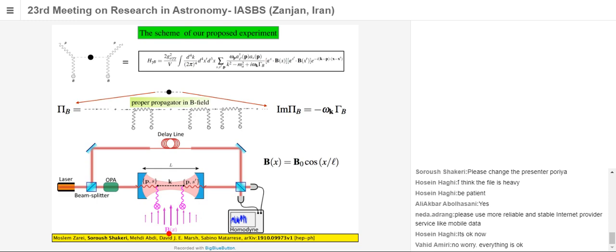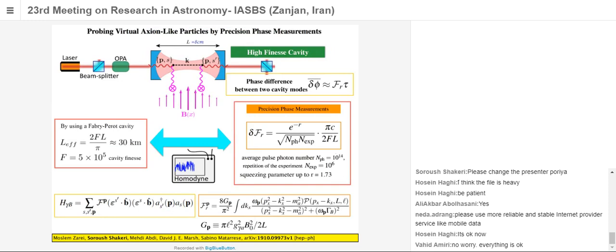This is the setup that I, with my colleagues, designed to find the axion effect in a very small experiment, just an 8 centimeter cavity. You can even put it in your bag or on your bed to detect the axion. This is a very interesting idea. So this is the interaction we focus on, and this is the magnetic field we put in this cavity.